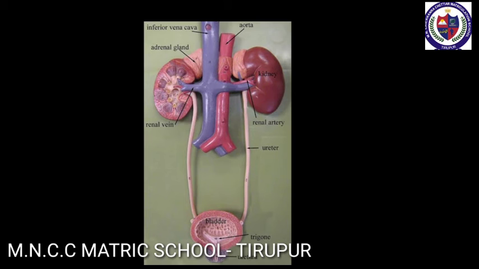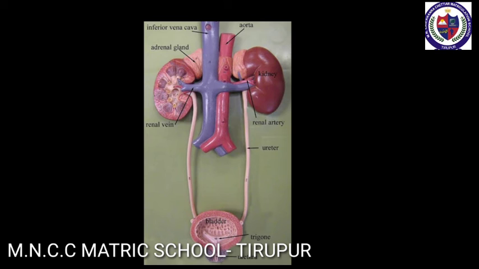Structure of kidney. Kidneys are bean-shaped organs, reddish brown in color. The kidneys lie on either side of the vertebral column in the abdominal cavity attached to the dorsal body wall. The right kidney is placed lower than the left kidney due to the presence of the liver. Each is 11 cm long, 5 cm wide and 3 cm thick.